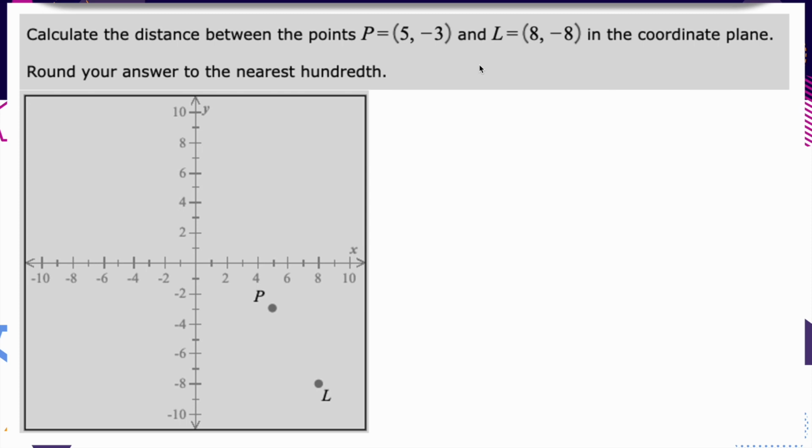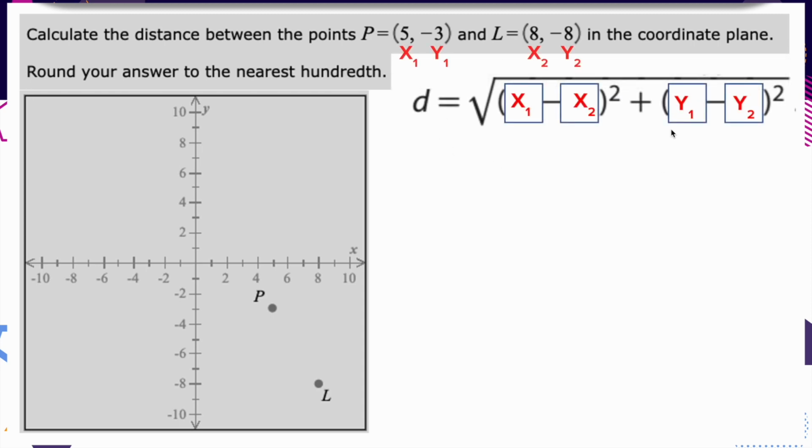So we have a point 5, -3, and 8, -8, which they've marked for us down here. We can see them in the coordinate plane, and they want the distance between these 2 points, and they want us to round to the nearest hundredth. Okay, so we're going to use that distance formula. I've labeled my coordinates. Here's x1, y1, here's x2, y2. I'm simply just going to plug it into my formula.